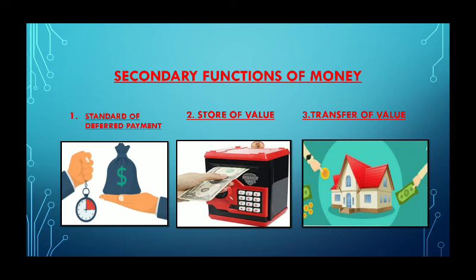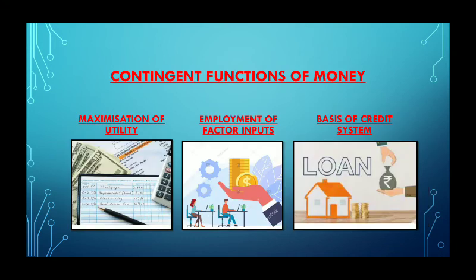Money helps us. We can sell that house. The money which we get, we can use that money to buy another one here. So we can transfer the value with money. This is the secondary function of money. Then comes the contingent functions of money.